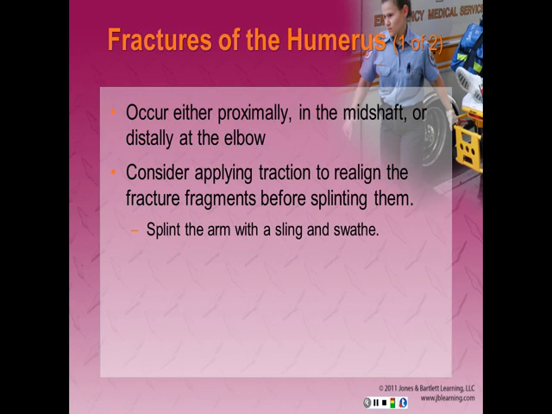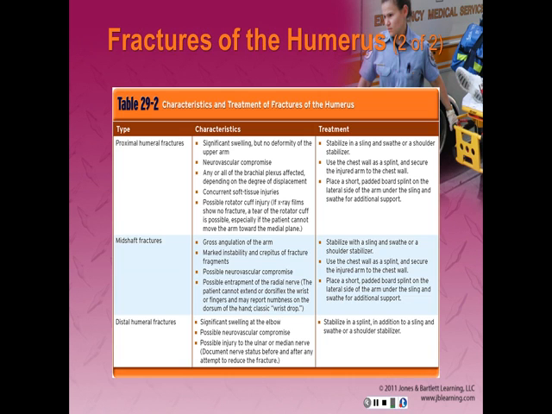With any severely angulated fracture, you should consider applying traction to realign the fracture fragments before splinting them. Support the site of the fracture with one hand, and with the other hand, grasp the two humeral condyles just above the elbow. Pull gently in line with the normal axis of the limb, and splint the arm with a sling and swath, supplemented by a padded board splint on the lateral aspect of the arm.